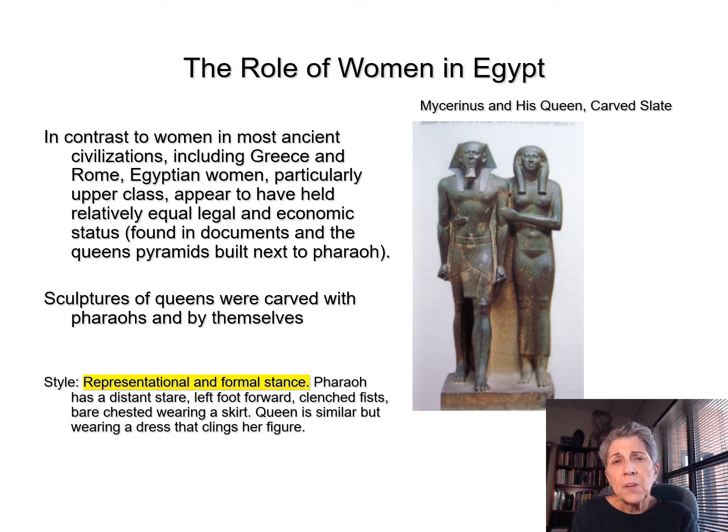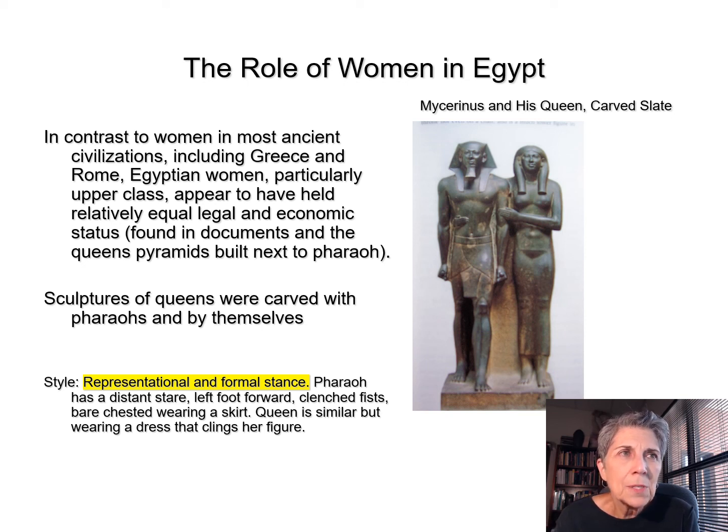And oftentimes the Pharaoh, a goddess, would be standing next to him. In this case, it's his queen. And this is carved on slate. And so those descriptions I've notated in this slide, as well as its representational and a formal stance. But you should know some of these details, like left foot forward. It's actually called latent movement. I didn't say that in the slide. Latent means it's not quite there. You're not quite moving. You're just left foot forward and you stopped.